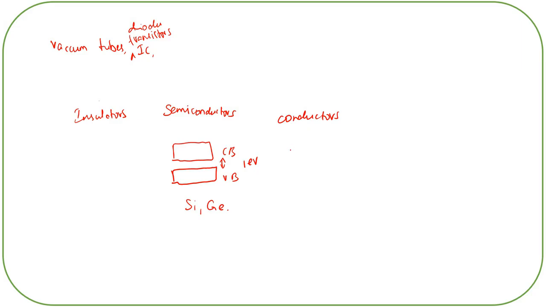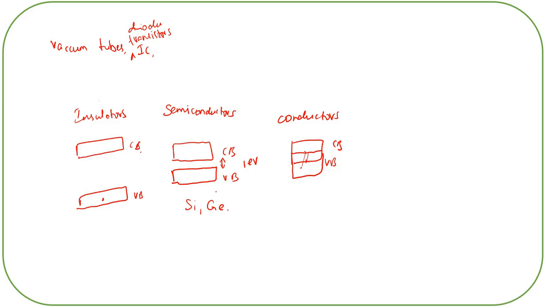In conductors, they easily conduct current, so there is overlapping of the bands, valence band and conduction band. So this is the valence band and conduction band. There is overlapping of bands, so there is free movement of electrons and holes. In insulators, there is a large energy gap between the valence band and conduction band, so that there is no free movement of electrons from valence band to the conduction band.